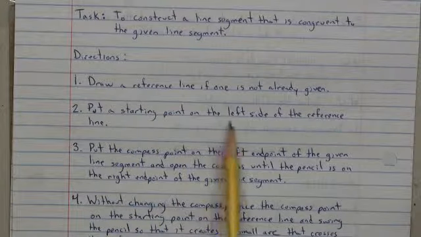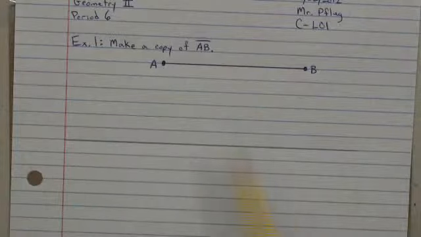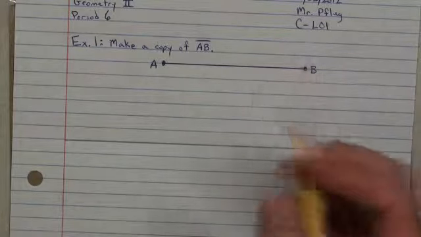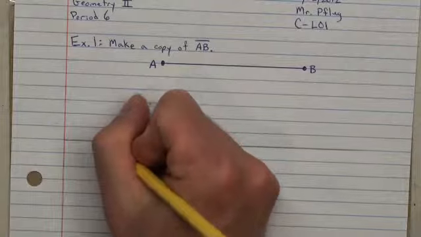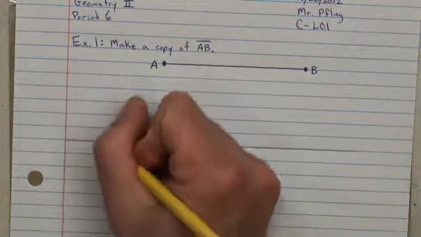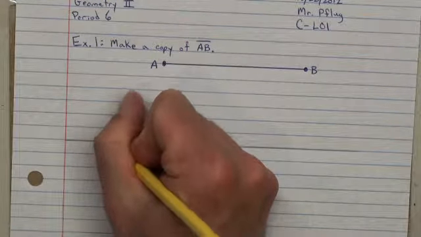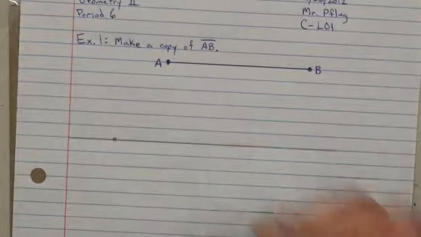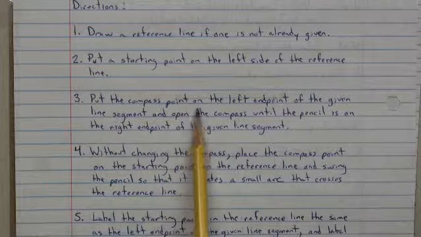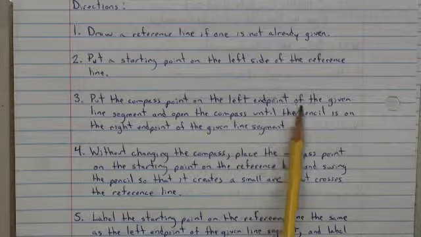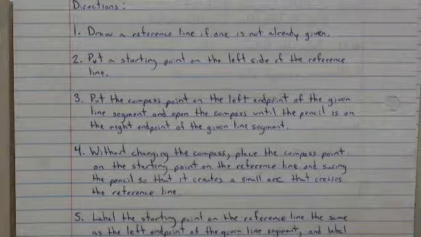Put a starting point on the left side of the reference line. So somewhere on the left side, it doesn't really matter where, put a starting point, okay? Just make sure it's about 1 inch away from the left margin. Okay, don't make it too far to the right. Alright? That's step 2. Step 3, put the compass point on the left end point of the given line segment.